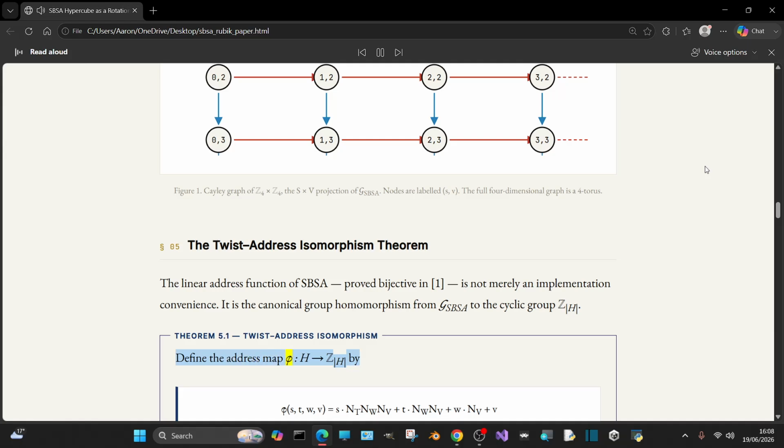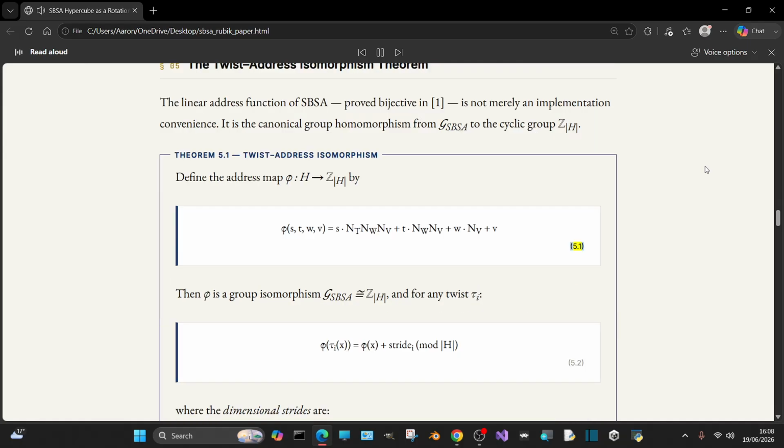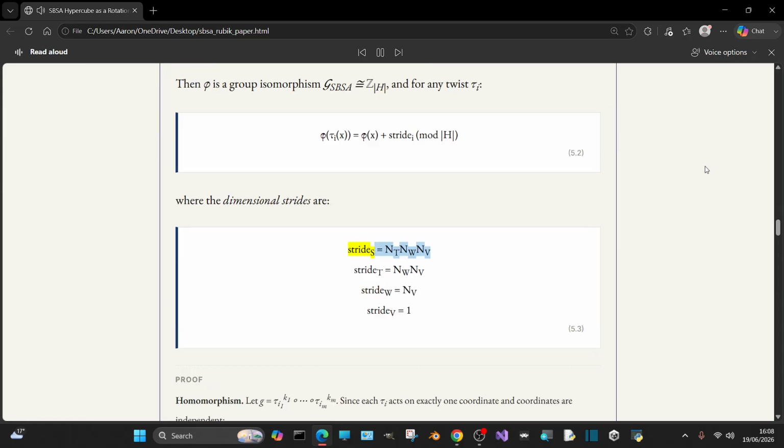Define the address map phi on H by phi(S, T, W, V) = S × N_T N_W N_V + T × N_W N_V + W × N_V + V. Then phi is a group isomorphism, SBSA ≅ H, and for any twist I, phi(I·x) = phi(x) + stride_I mod H, where the dimensional strides are stride_S = N_T N_W N_V, stride_T = N_W N_V, stride_W = N_V, stride_V = 1.